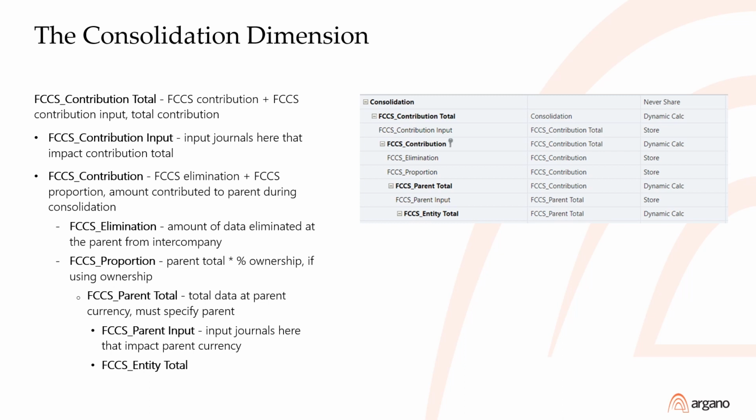It's the parent total times the percentage of ownership, and that'll give you the proportion. Once we have our proportion, we do our elimination, and elimination is the amount of data eliminated at that parent for intercompany. So we'll see the amount that eliminates for intercompany, and that'll all sum up to be our contribution, which is the contribution of this entity to its parent. Again, we have a journal member, contribution input, if you need to input to the contribution, which sums up to contribution total.